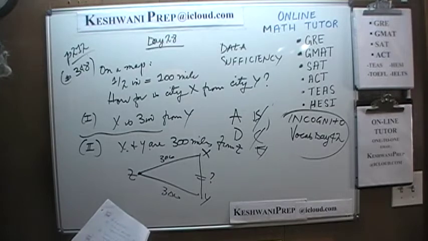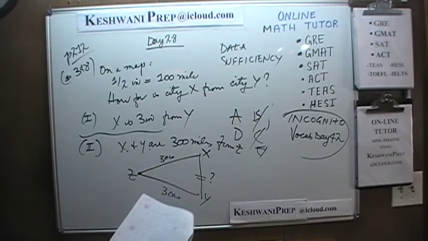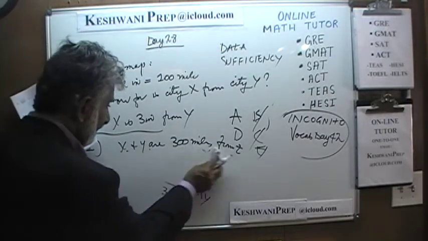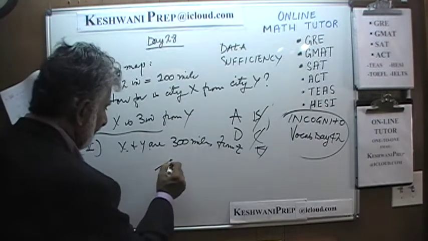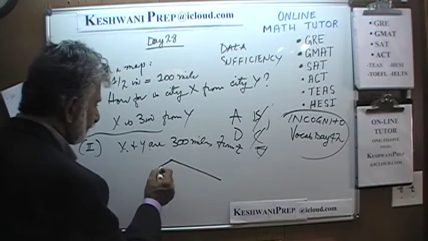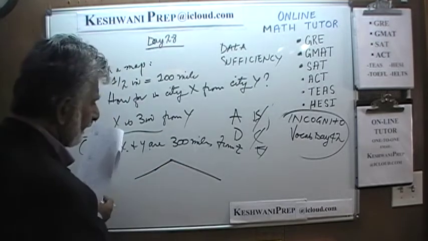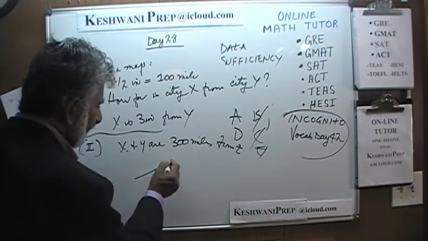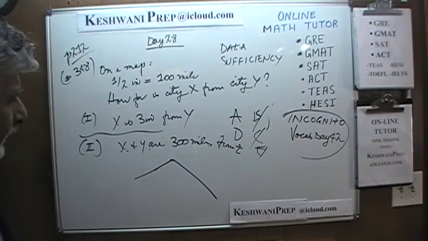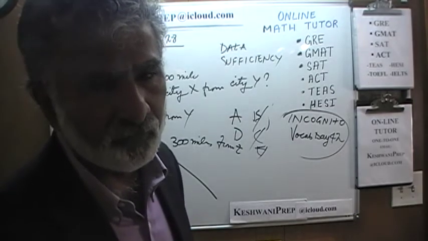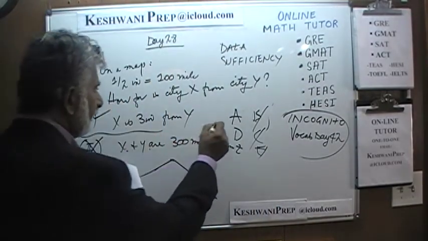Do you understand? I should not have made that simple, because making it an isosceles triangle, we can figure out what that is. But it's not necessarily isosceles, it could be anything. For example, here's your z. I made it. There you go. X and y are 300 miles from z. They don't have to be isosceles. It could be anything. But you get the idea. We cannot figure out the distance from x to y simply knowing that they are both 300 miles from city z. So the second statement by itself is not enough. The first one was enough. The answer is A.